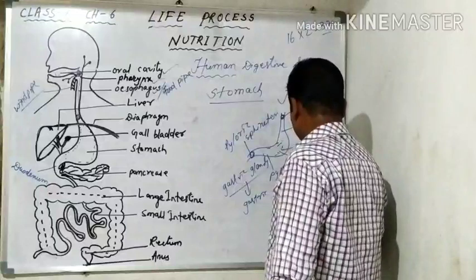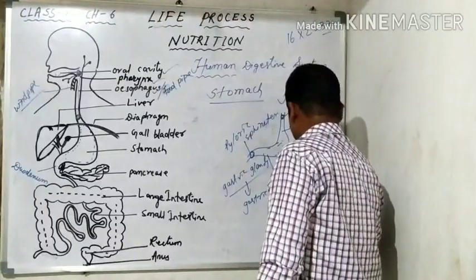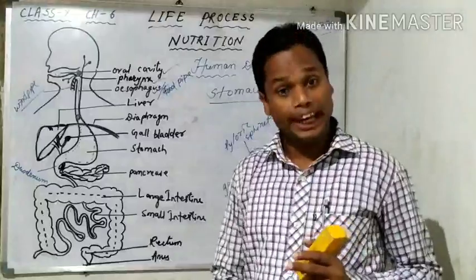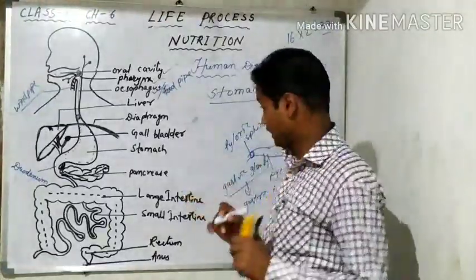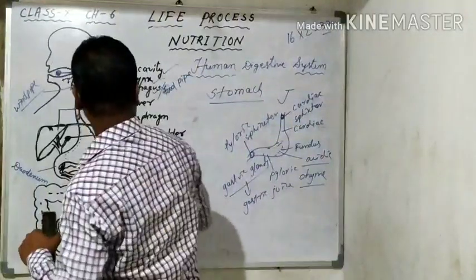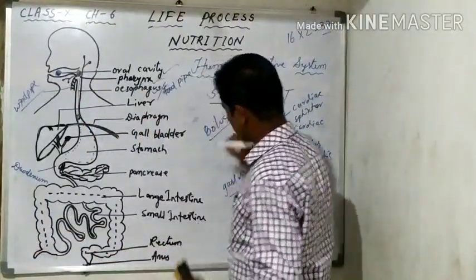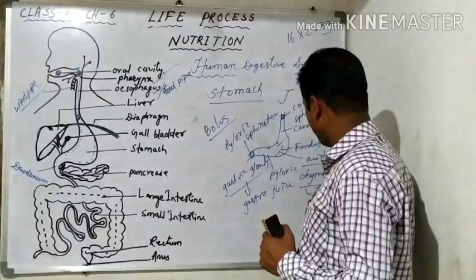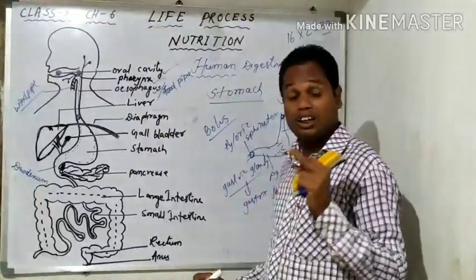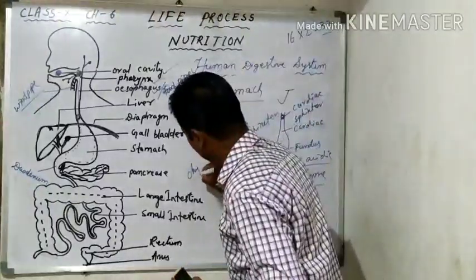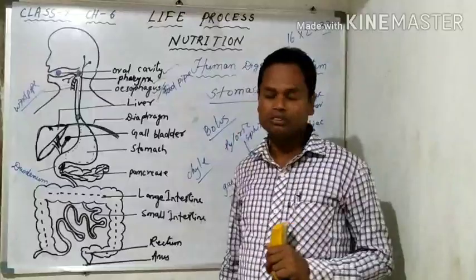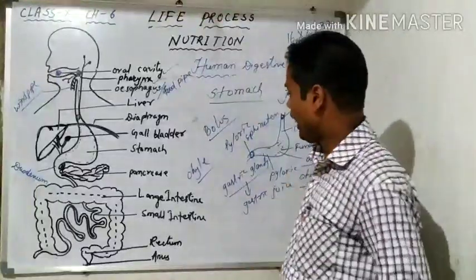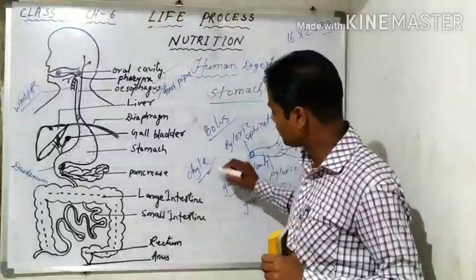Remember, inside the stomach, the food becomes acidic, and that is called chyme. C-H-Y-M-E. One more thing I forgot to tell you: inside the mouth the food is called bolus. Inside the stomach the food is called chyme. Similarly, inside the small intestine the food is called chyle, C-H-Y-L-E. Very important objectives. The food inside the mouth is called bolus, the food inside the stomach is called chyme, and the food inside the small intestine is called chyle.